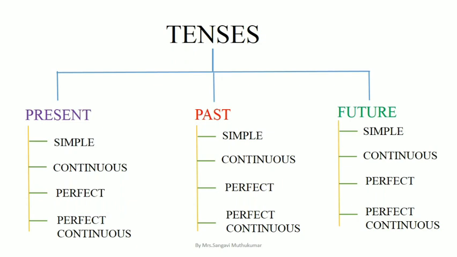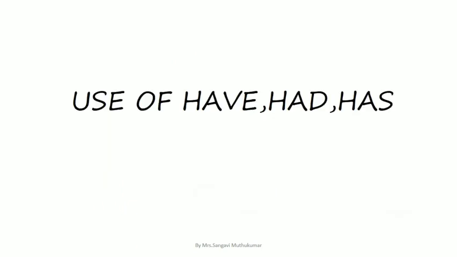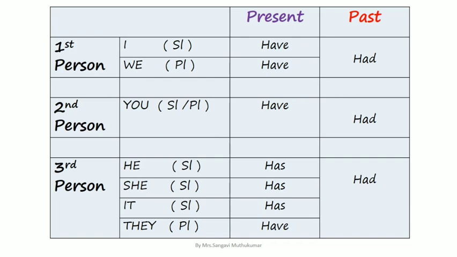Under each tense, there are four more subtenses to specifically denote the exact time of action. They are simple tense, continuous tense, perfect tense, and perfect continuous tense. We will deal with each category individually in the upcoming videos. Now, let us see the usage of the words have, has, and had, and how they should be used along with tenses. Look at this table.